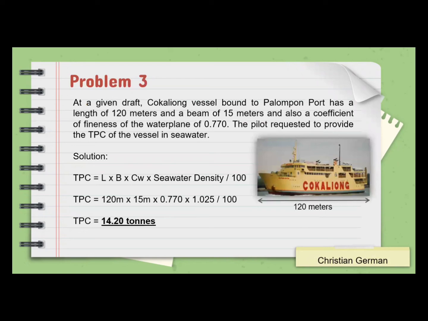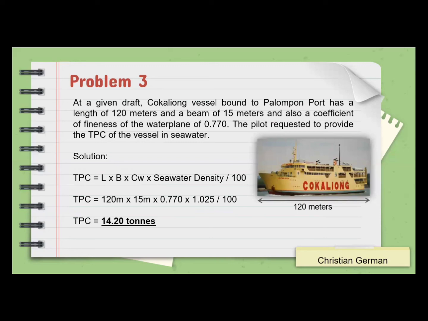So thank you, Cadet Panoy. Another problem, number 3. At a given draft, Kukalyong vessel bound to Palumpon Port has a length of 120 meters and a beam of 15 meters, and also a coefficient of fineness of the water plane of 0.770. The pilot requested to provide the TPC of the vessel in seawater.